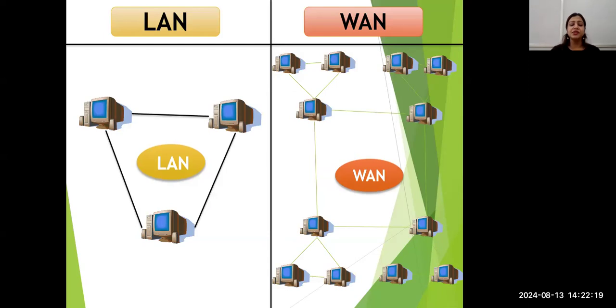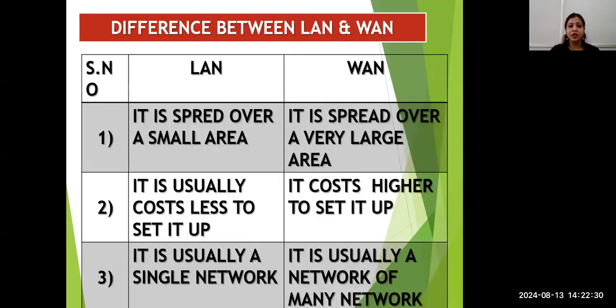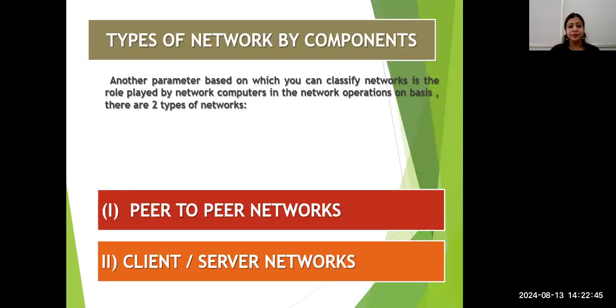From the diagram, it is very clear that there are many connections in a WAN, as it is a wide area network, and in a LAN there are not multiple connections. This is the major difference between LAN and WAN. A LAN is spread over a small area; a WAN is spread over a very large area. A LAN usually costs less; a WAN costs higher. A LAN is usually a single network; a WAN is a network of many networks.